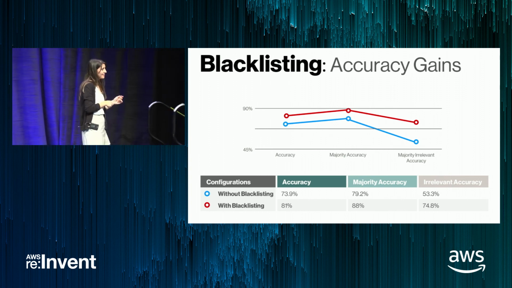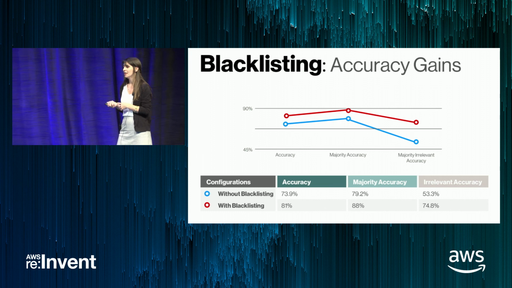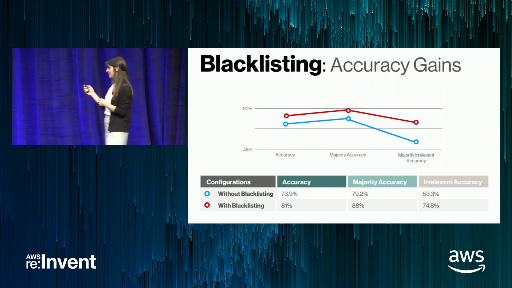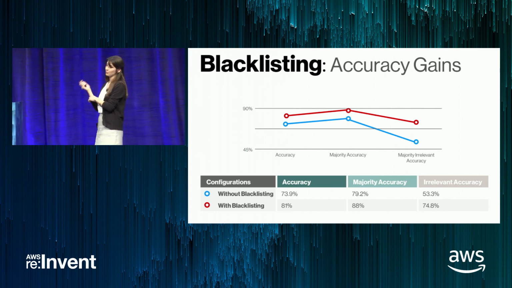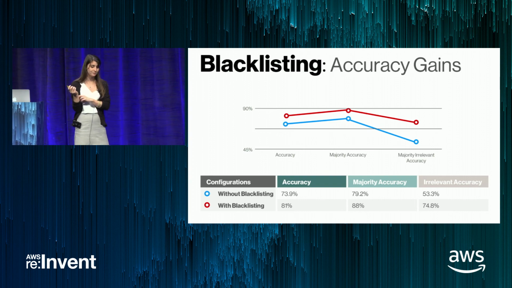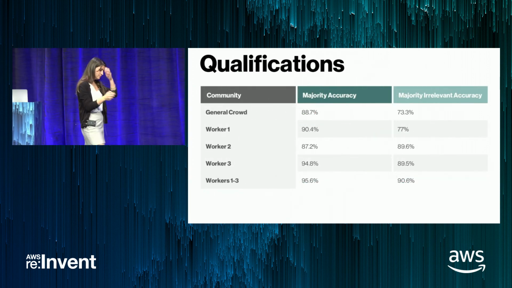And again, like I said, the example might be obvious, and our blacklisting implementation might be fairly naive, but just doing that naive implementation definitely improved the accuracy we were getting from the crowd.